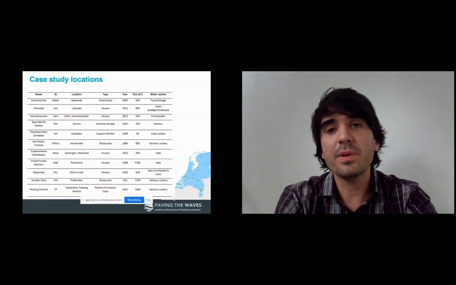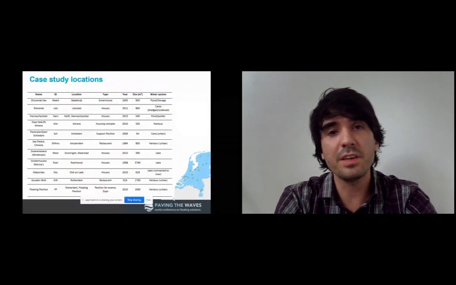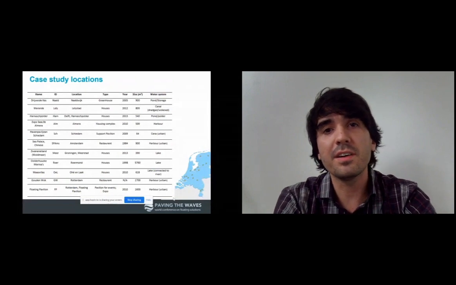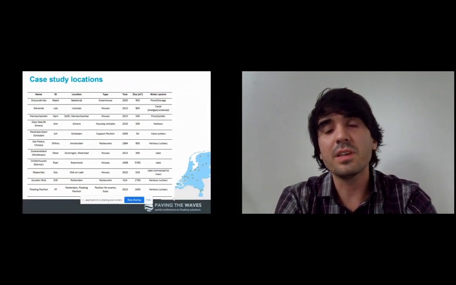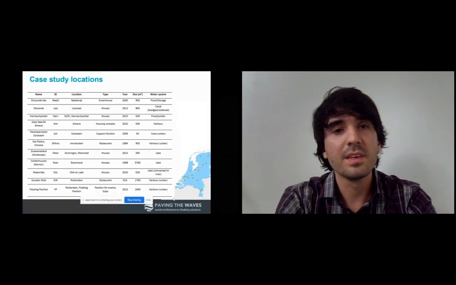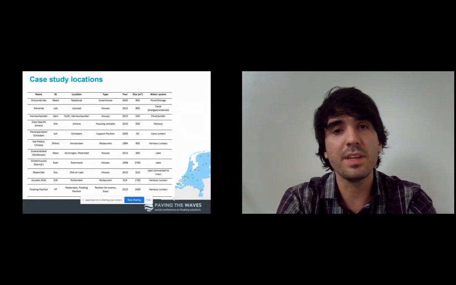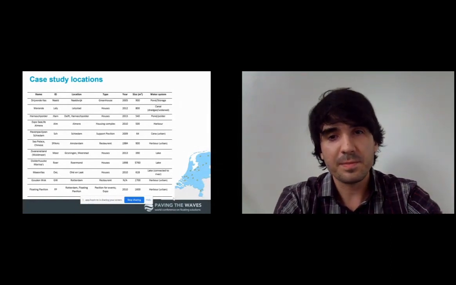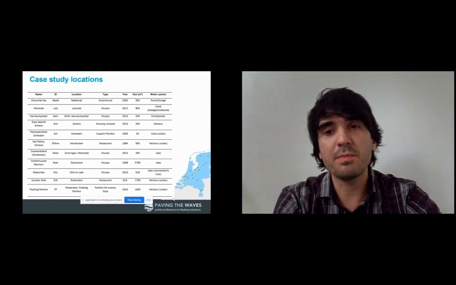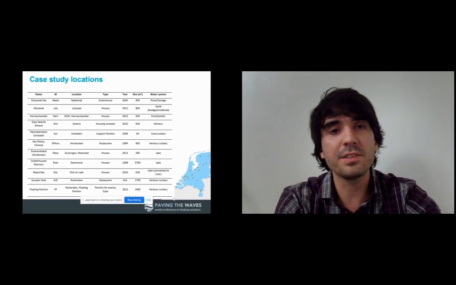In the paper, you can also read more and see this table in detail, but you can see a lot of locations which are quite different from each other, either in size or when they were built, as well as the type of water system where they were deployed. You can also see in the map how these are all spread out throughout the Netherlands. So it's quite representative of the floating structures in the Netherlands.